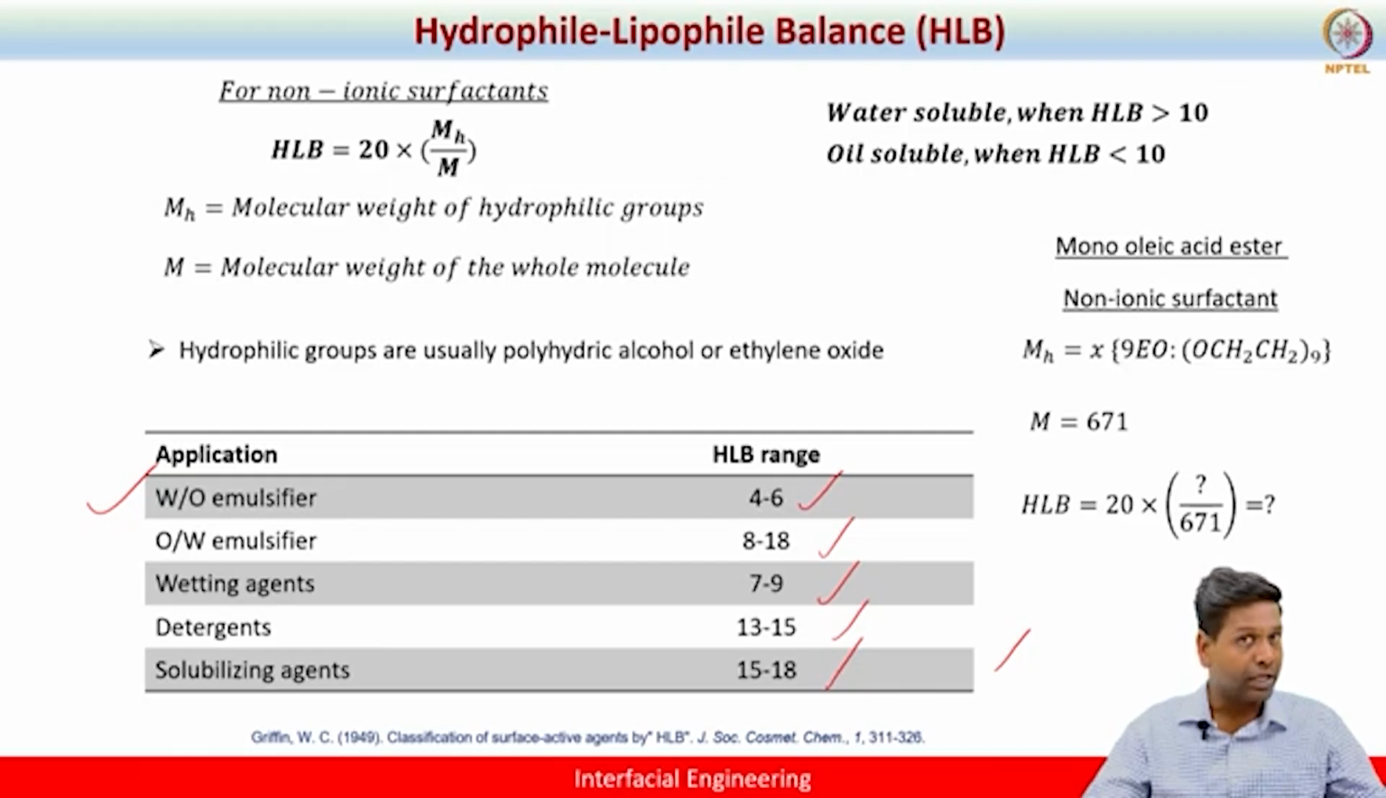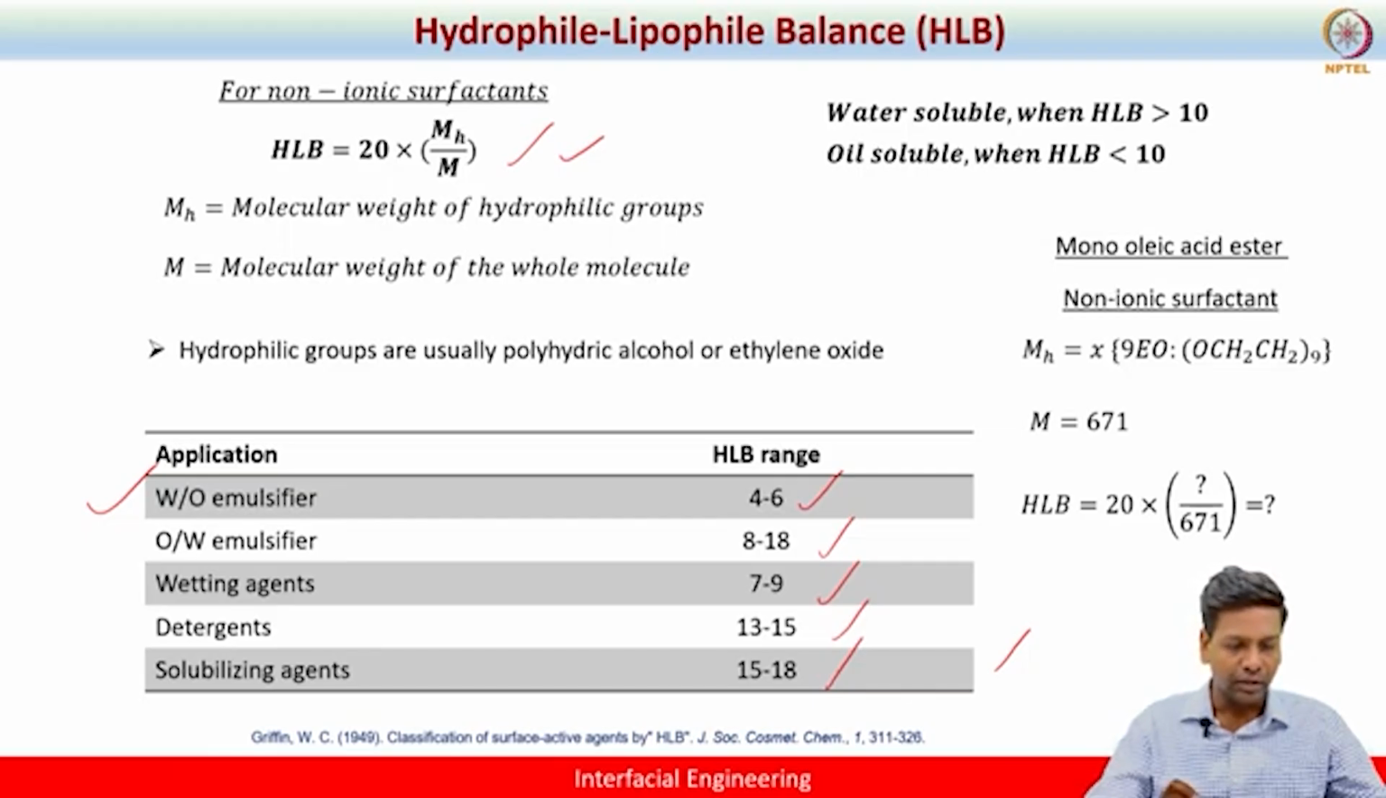I mean, one can predict the type of emulsion or type of dispersion, or where the surfactant can be applied. Okay, right. So that is the idea. So if you want to calculate the HLB guideline, one has to use this scale, which is proposed by Griffin. This is applicable mostly for non-ionic surfactants.